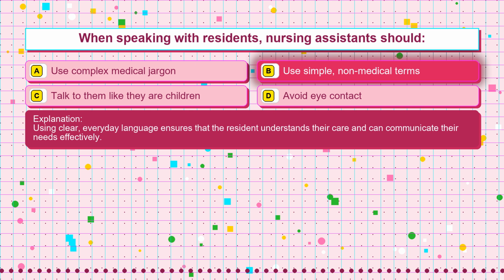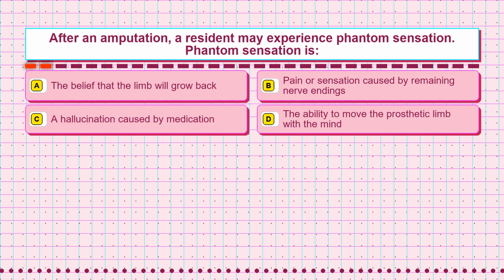Question 70. After an amputation, a resident may experience phantom sensation. Phantom sensation is: Option A, the belief that the limb will grow back. Option B, pain or sensation caused by remaining nerve endings. Option C, a hallucination caused by medication. Option D, the ability to move the prosthetic limb with the mind.